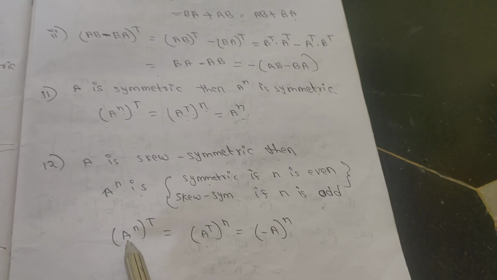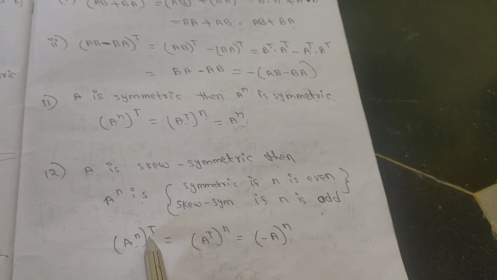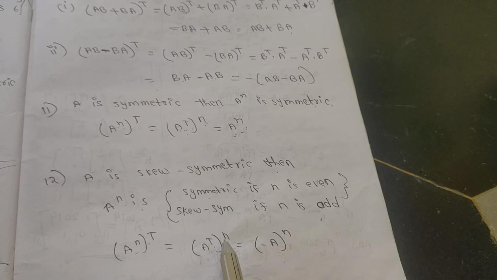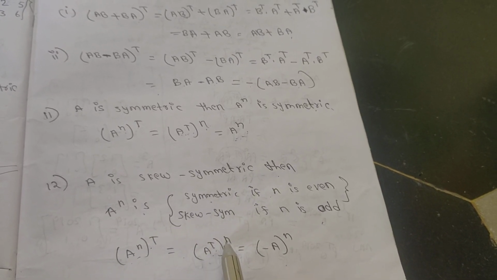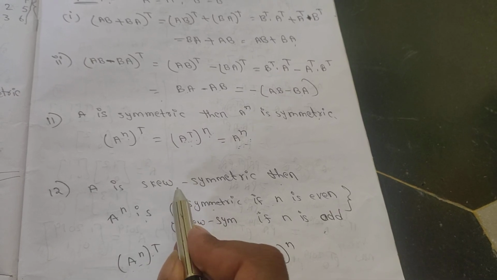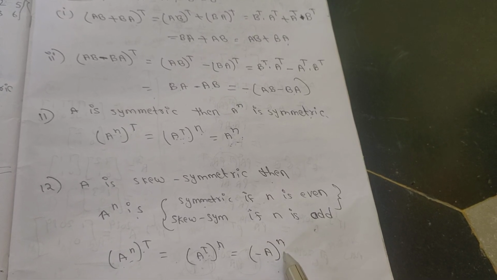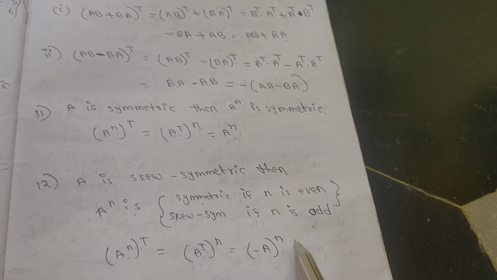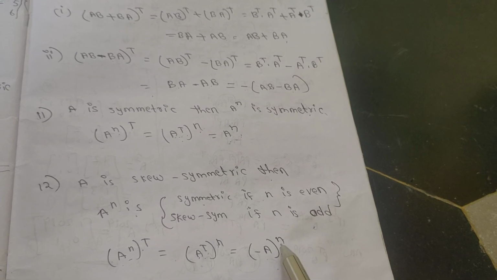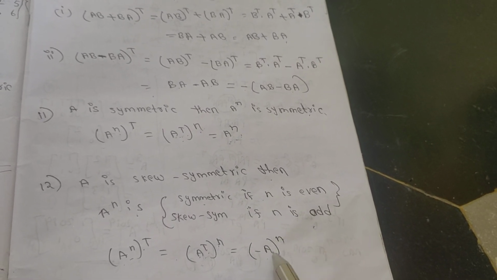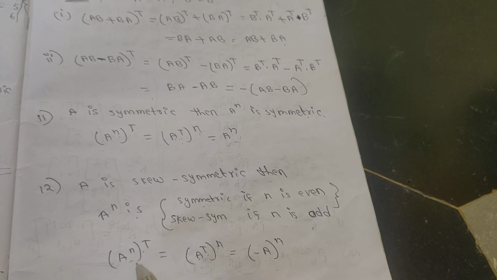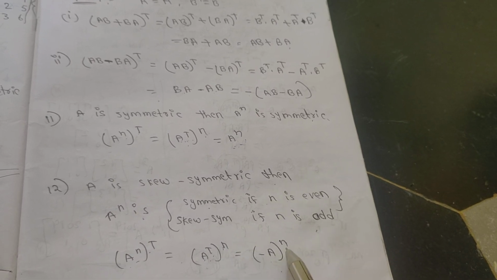For example, if you take (Aⁿ)ᵀ, actually this is nothing but (Aᵀ)ⁿ. What is Aᵀ? That is minus A, because it is skew symmetric. So (minus A)ⁿ. When n is even, the minus becomes positive. That gives Aⁿ only. So if n is even, you get Aⁿ, that is nothing but symmetric. If n is odd, you get minus Aⁿ. So if (Aⁿ)ᵀ is equal to minus Aⁿ, that is nothing but a skew symmetric matrix. So if n is odd, skew symmetric; if n is even, symmetric.